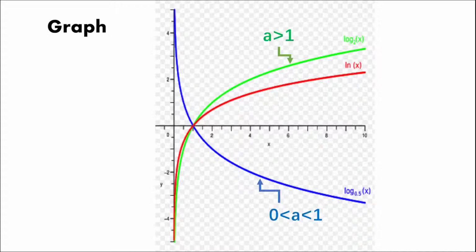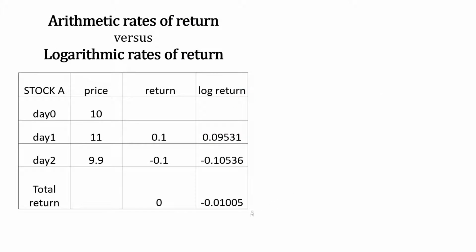As the base changes, the curves go in opposite directions, but all curves have a common intersection, which is (1, 0). And now, I'm going to start with another application of the logarithmic return using stock market modeling. First, we're going to compare the differences between arithmetic rates of return and logarithmic rates of return. Imagine there's a stock A.